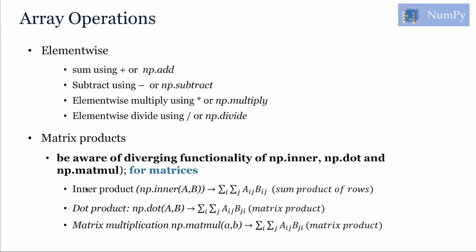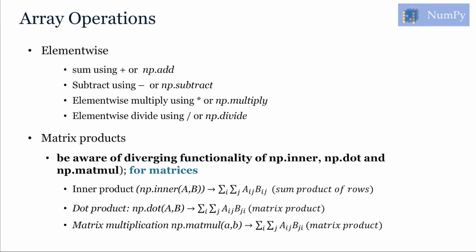So in this case, the inner product estimates the sum product, which is performing element-wise multiplication and sum of the rows of each matrix. On the other hand, the dot and matmul functions will estimate the matrix product for 2D arrays. So that's multiplying the rows of A with the columns of B.